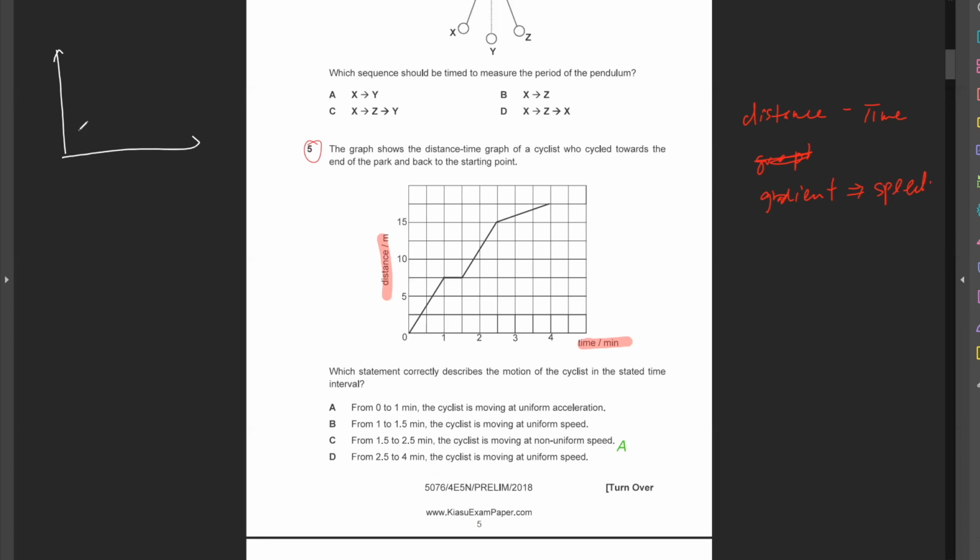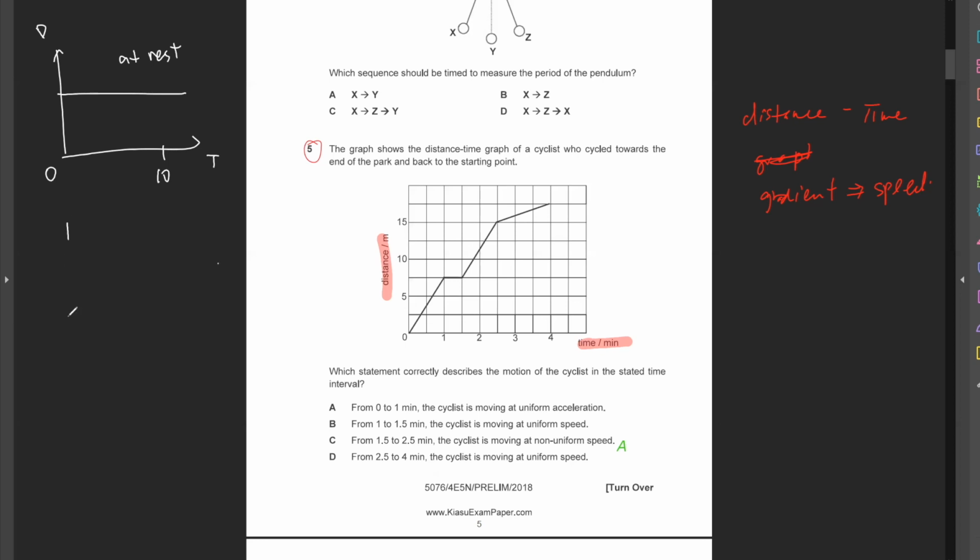If the distance-time graph is flat like that, it means it's at rest, because from 0 seconds to 10 seconds, they are still at the same distance. So it's not moving, so it's at rest.